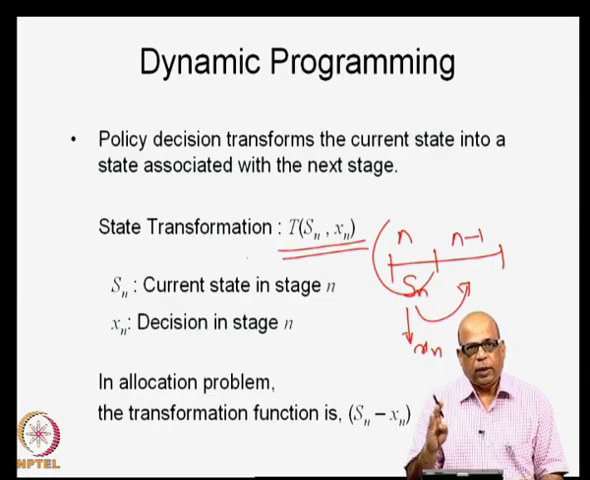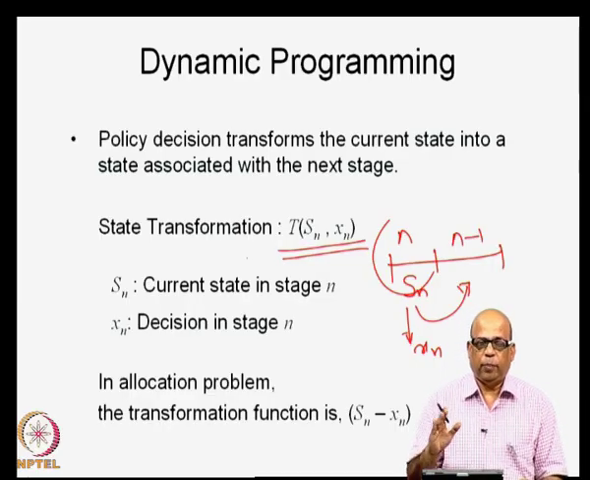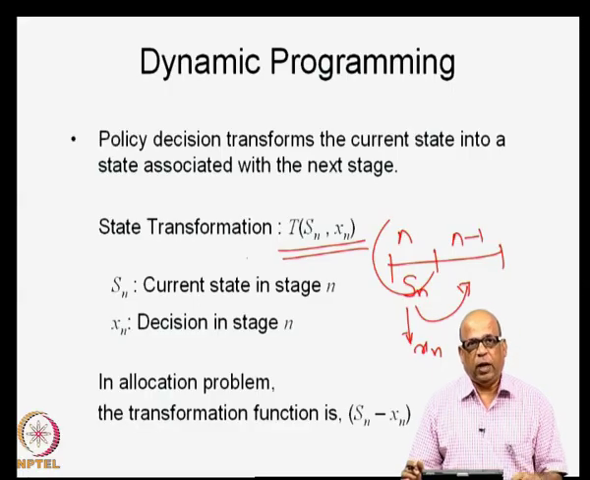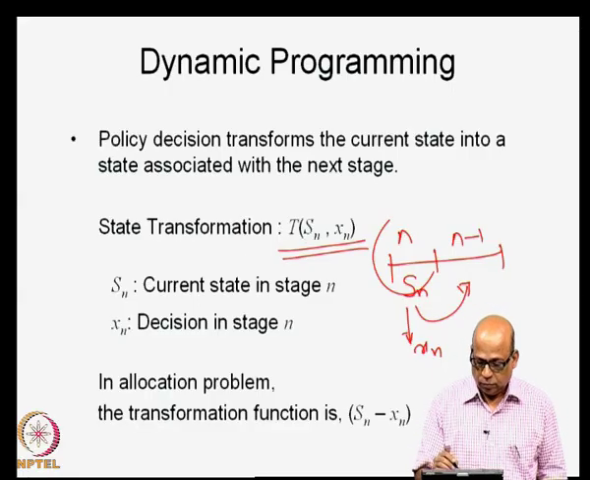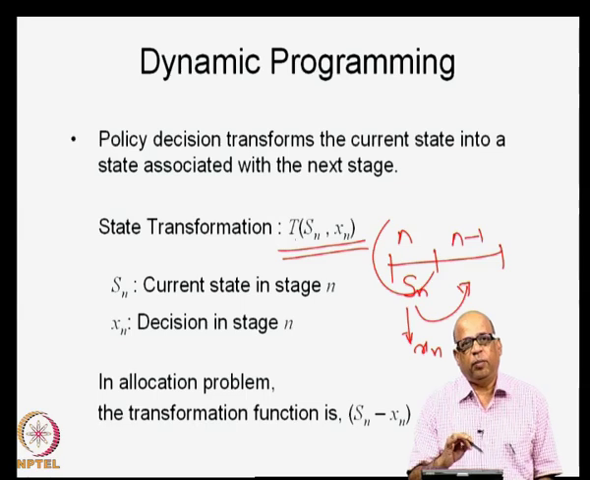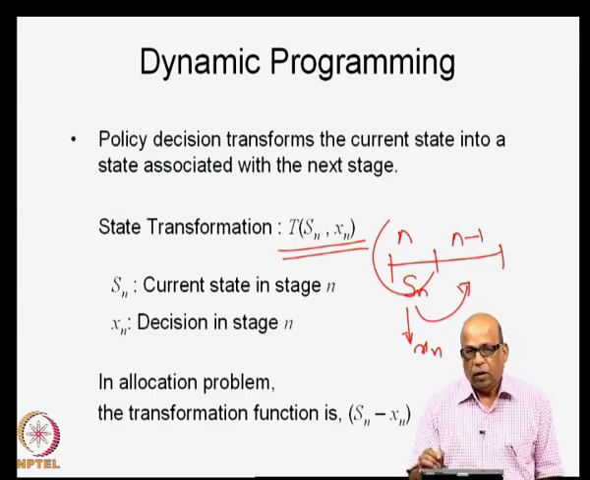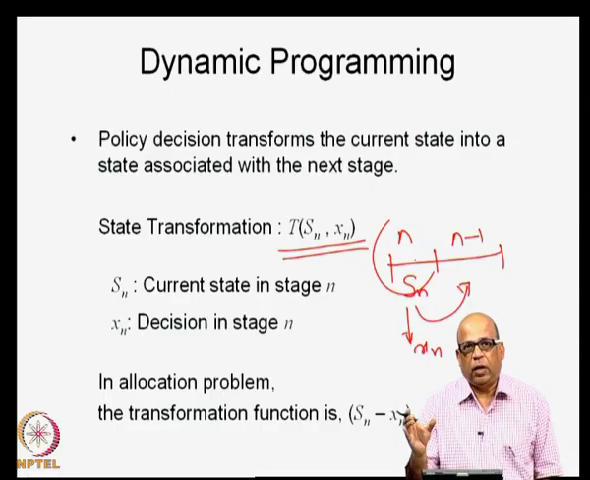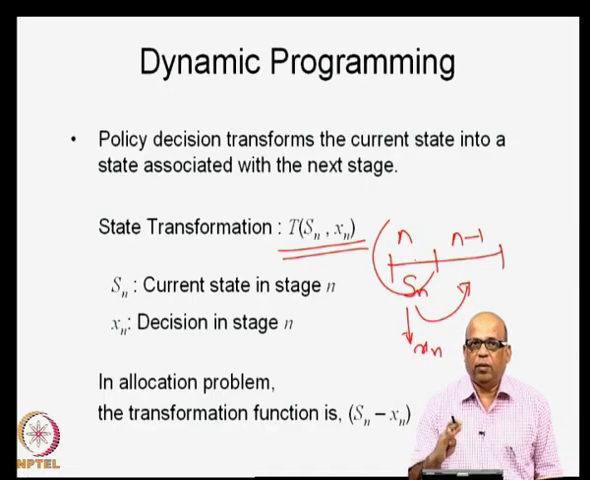So, you must be able to write the recursive relationship, you must be able to identify the state transformation. What was the state transformation in the water allocation problem? You had user stage number 1, stage 2.